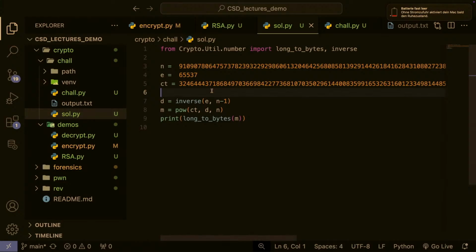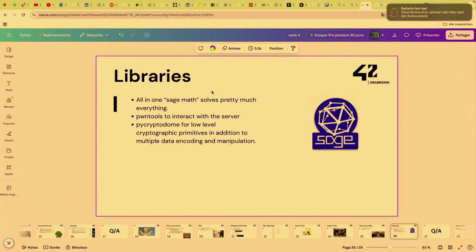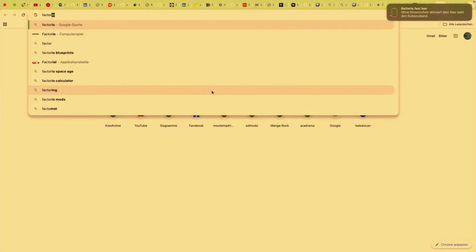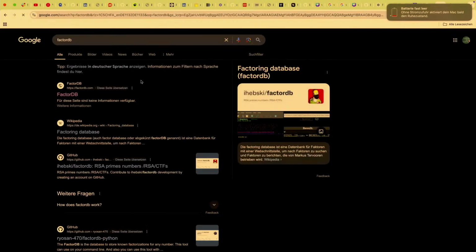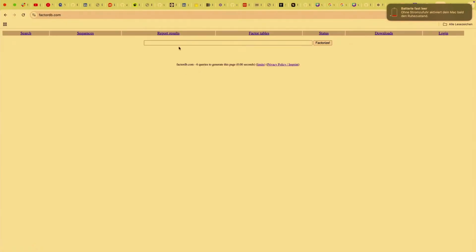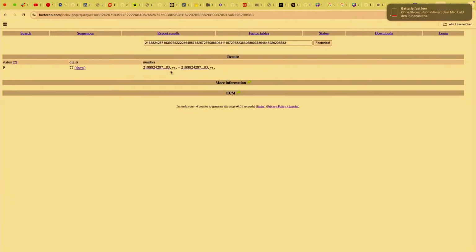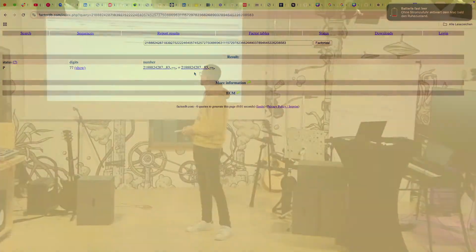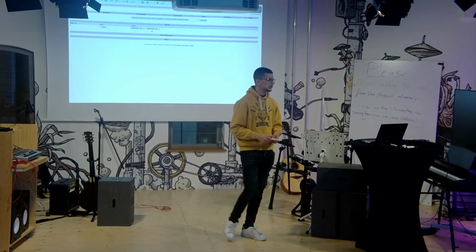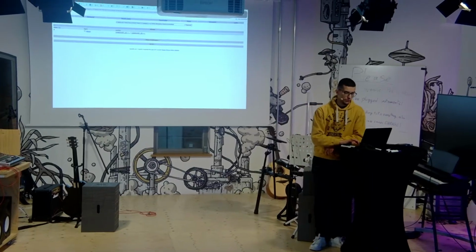There is also a website called FactorDB. You just give it your number, and it's going to tell you if the factors are already known, if they are already leaked, or if this is a weak prime number, which we already know how to factorize. This is also a really important one. And this should be it for today.